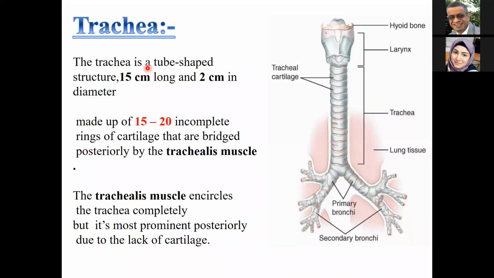The trachea is a tube-shaped structure 15 cm long and 2 cm in diameter, made up of 15 to 20 incomplete rings of cartilage that are bridged posteriorly by the trachealis muscle. The trachealis muscle encircles the trachea completely, but it's most prominent posteriorly due to lack of cartilage. This is the trachea, and this is the tracheal cartilage.